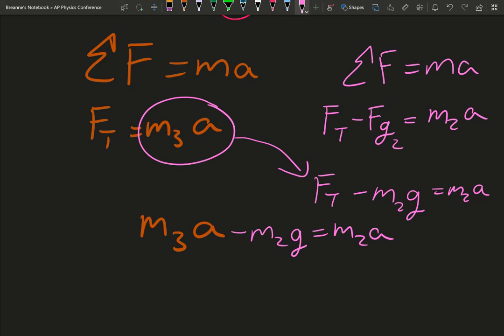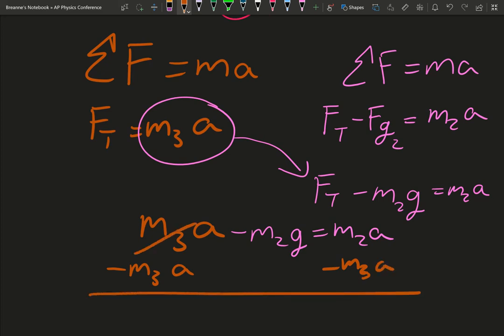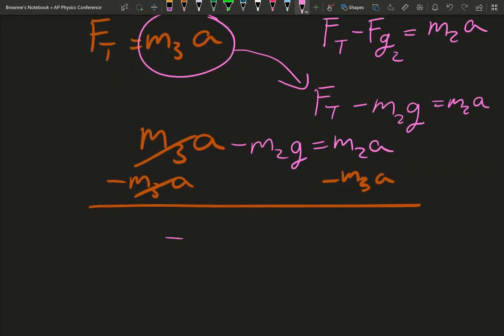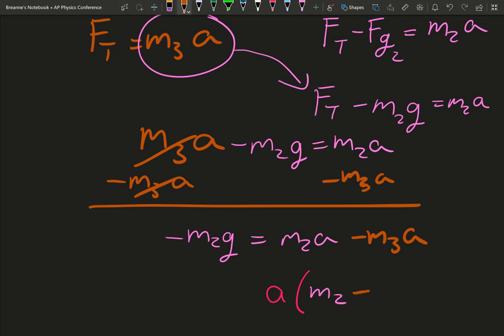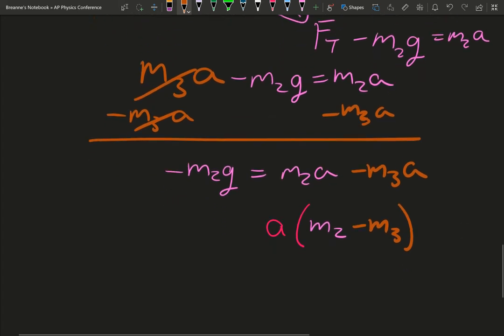We need to get like terms. We're solving for a, so our a's need to be on the same side. I'm going to subtract m3a on both sides. So we get negative m2g equals m2a minus m3a. Pull out the a, and you get m2 minus m3 times a, and that equals negative m2g.